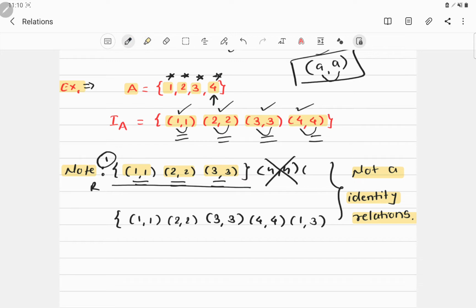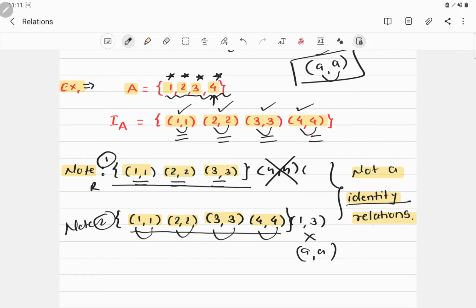Okay, then in this note number 2, please observe, this is also not an identity relation. Now you will challenge me: sir, (1, 1) is present, (2, 2) present, (3, 3) present, (4, 4) present. All the ordered pairs with itself are present in this relation, then why is it not an identity relation? Friends, if it is an identity relation, then make sure that it has only ordered pairs with itself, the digit with itself, right? And there is one more extra element given here, which is (1, 3), which doesn't look like (a, a), therefore this is not an identity relation.